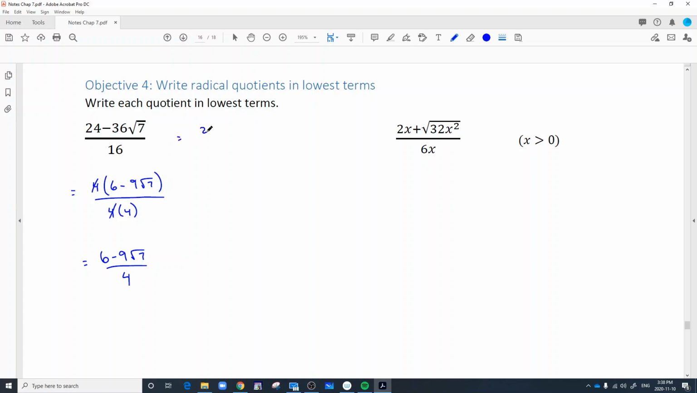Alternatively, if you wrote this as 24 over 16 minus 36 root 7 over 16, and you simplified this way, you'd think that 8 goes into 24 and 16, so this would give you 3 halves. And then 4 goes into both 36 and 16, so you'd be left with 9 root 7 over 4. Some might argue that that's a good answer, and I agree. Again, it's one of those: do I want it as a monomial or as a binomial? The answers in the textbook will give you a clue as to what they are expecting.